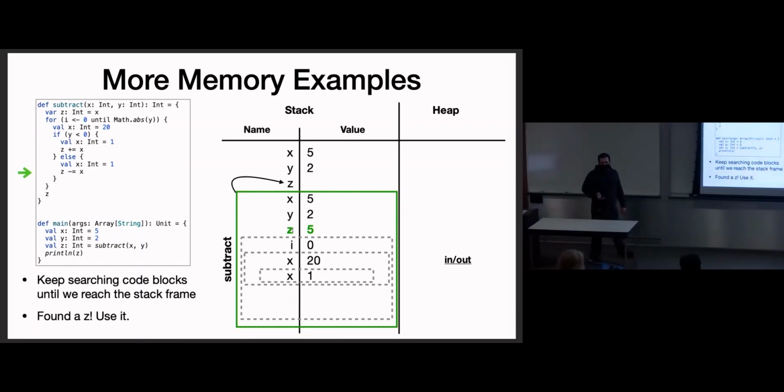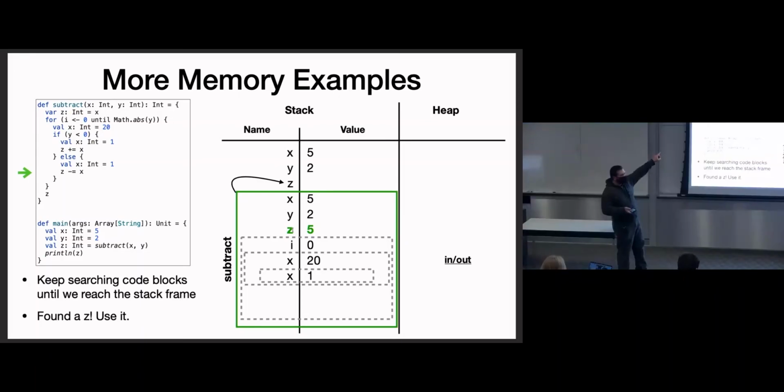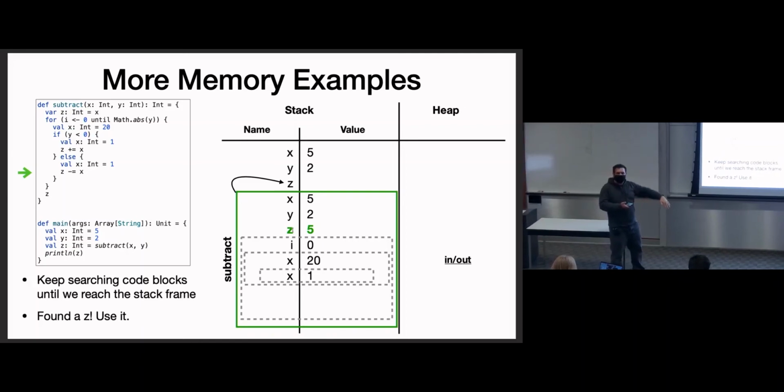For i, we'll have 0 and 1 only. We have 2 because y includes 2. So y is 2. So it's 0 until 2, but until doesn't include the endpoint. So we go 0 to 2, but not including 2. So we just get 0 and 1. If it was 0 to math.absolute value of y, then we would do 0, 1, 2. The difference between until and to, I sometimes forget as well.